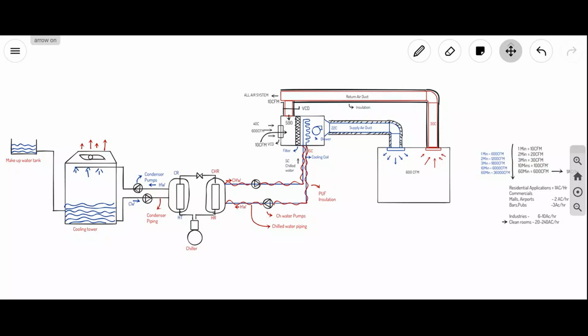So your assignment is to write a simple description of how the all air system works. Write a simple description of how the all air system works. So by when can I get this? By when can I expect this?